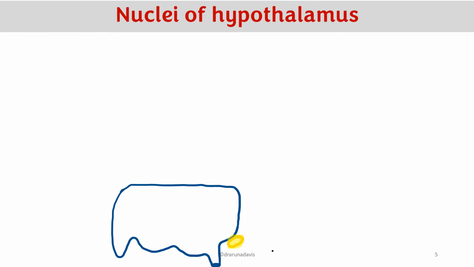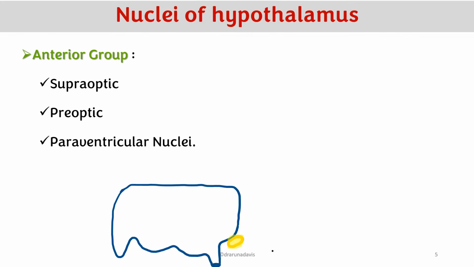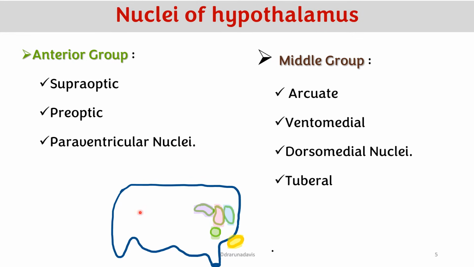So now we'll move on to the classification. We can classify the different regions, zones or groups of nuclei based on many different criteria, but the most useful one is as follows. We've got an anterior group which contains the supraoptic, preoptic and paraventricular nuclei. That is the anterior group of nuclei or anterior hypothalamus. Then we've got the middle group, which contains the arcuate, ventromedial, dorsomedial and tuberal nuclei.